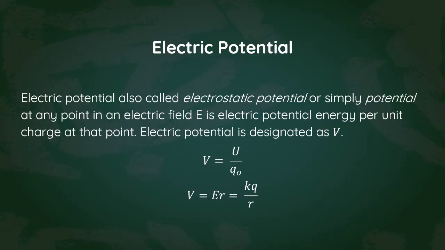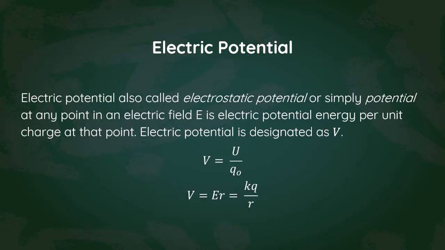Electric potential at any point in an electric field is the electric potential energy per unit charge at that point. So electric potential is the amount of potential energy per unit charge, or for every coulomb of charge. Electric potential is designated as V, where V is equal to electric potential energy divided by charge.